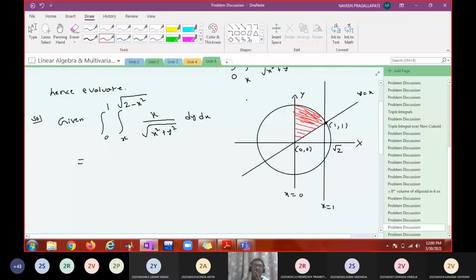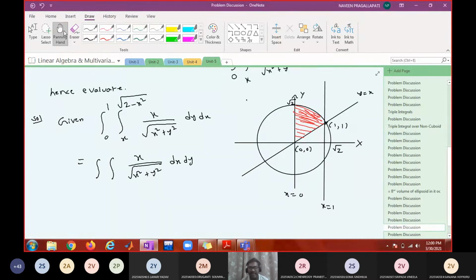Okay, so do you all agree with this point? Yes, sir. So if you want to change the order of integration, then you have to write in dx dy order, the integral of root of x square plus y square in dx dy order. For dx dy order, what I have to do is draw a line parallel to the x-axis. This is the x-axis.